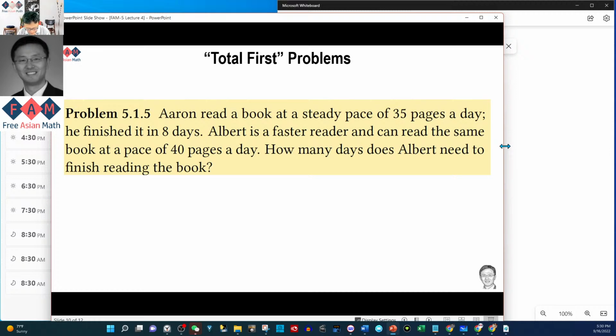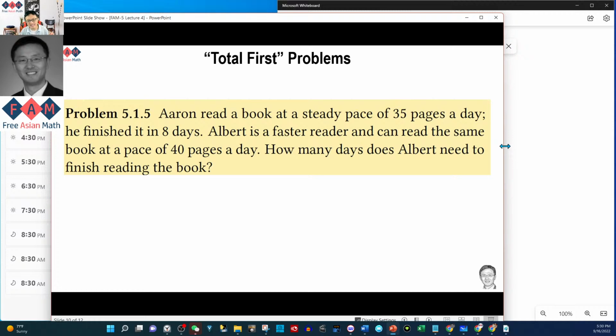Now, Aaron's younger brother Albert is actually a faster reader, and he can read the same book at a pace of 40 pages a day. Sometimes faster does not necessarily mean better, right? What is the goodness of being faster if you comprehend less material? But assume that's not the case. Albert is simply a faster reader. So he can read the same book at a pace of 40 pages. Now, how many days does Albert need to finish reading the book?